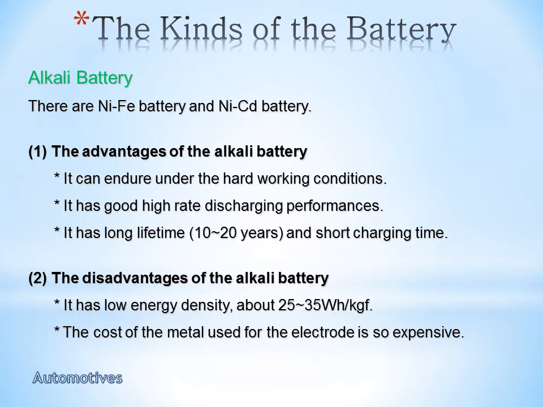The kinds of the battery. Second, the alkali battery. There are Ni-Fe battery and Ni-Cd battery. The advantages of the alkali battery. It can endure under the hard working conditions. It has good high-rate discharging performances. It has long lifetime and short charging time. The disadvantages of the alkali battery. It has low energy density, about 25-35 Wh/kgf. The cost of the metal used for the electrode is so expensive.